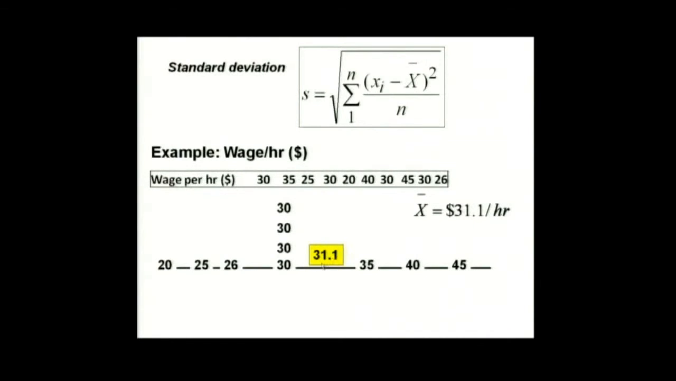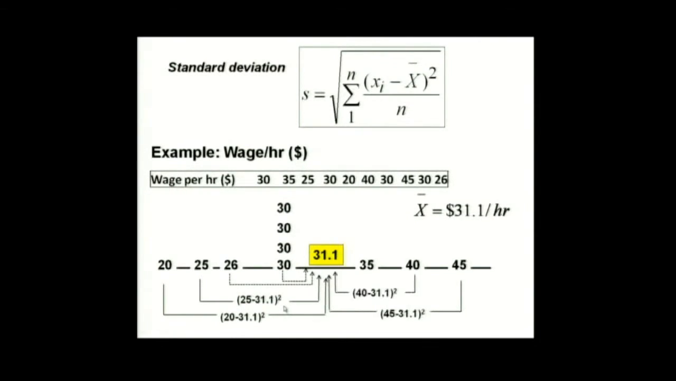Here is the mean value, and you can see the different values in the data set. So what we need to do is to take the 20 and subtract it from the mean value. Here is 20 minus 31.1, and we square that. Then we take the 25, subtract it from the 31.1, and we square that, and so on for the rest of the observations. Now, why do we square?